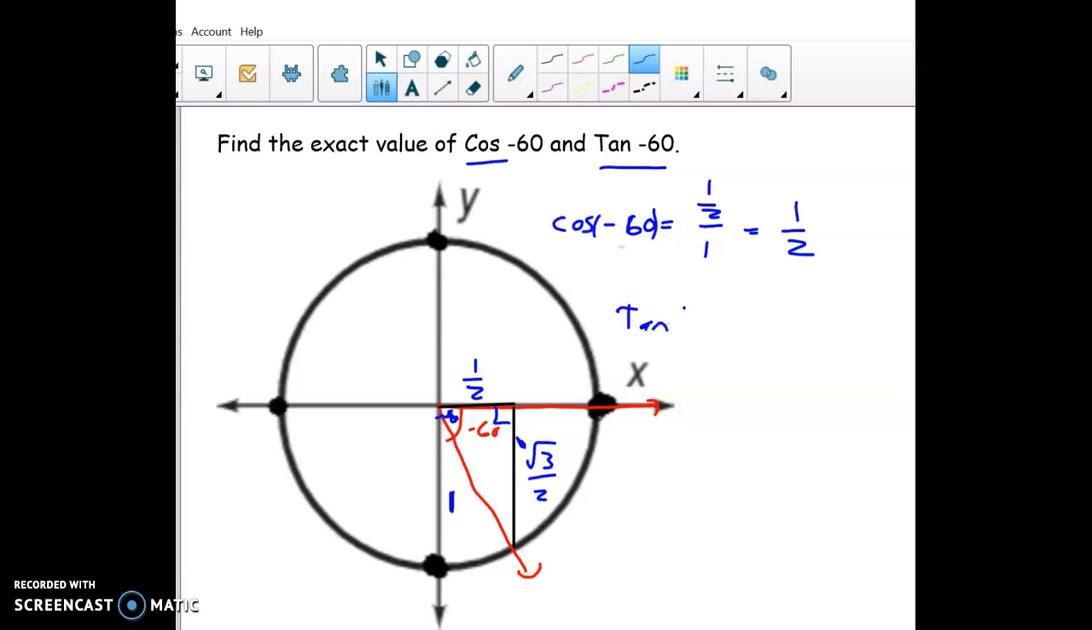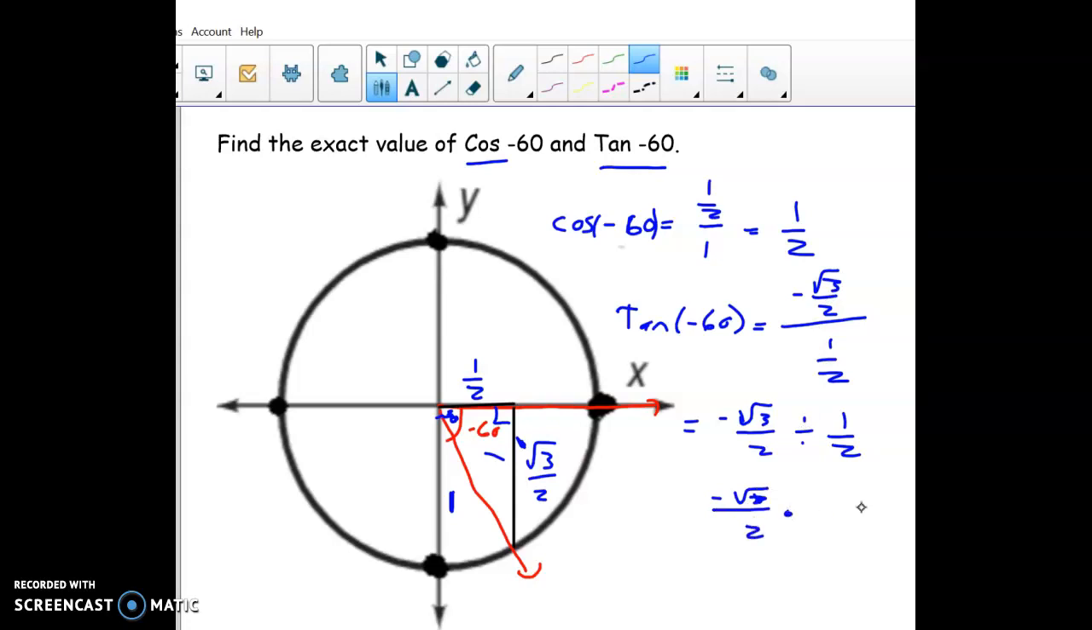So when you do tan here for negative 60, we look at our triangle again and do opposite over adjacent. Here's the opposite, across from the angle, and there's the adjacent. So opposite is negative square root of 3 over 2, and adjacent is 1/2. Now I just got to clean that up. I'm going to do this as a division problem. This fraction bar is division. So I'm going to take this, divide by that one, and multiply by the reciprocal, so times 2 over 1.